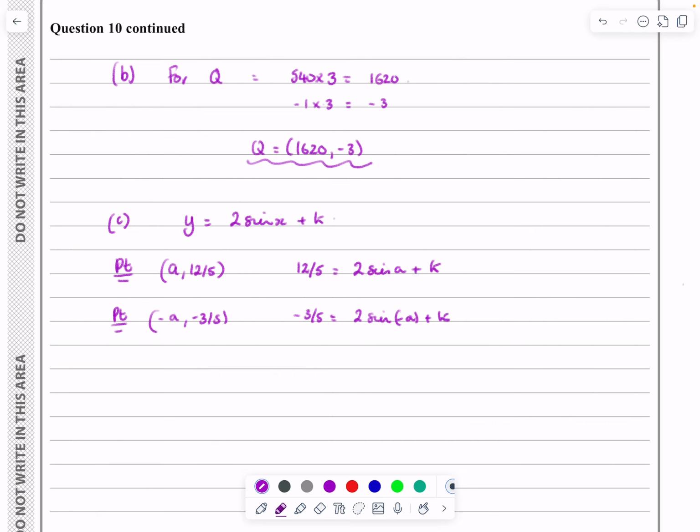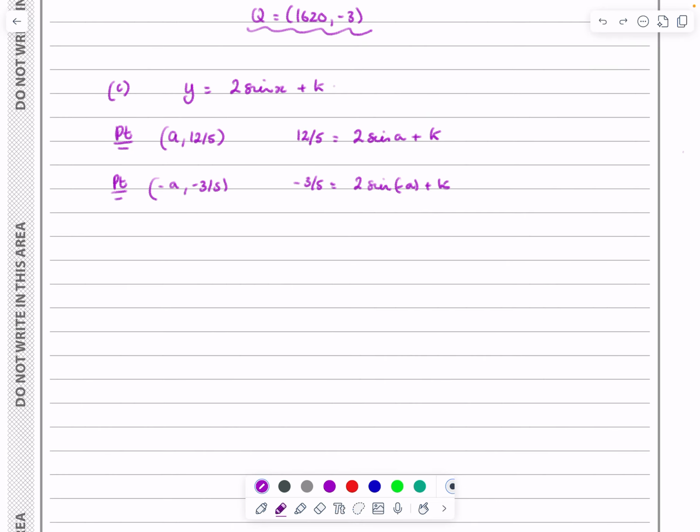And I want to solve these two simultaneously, but in order to do that, I really don't want that minus a in there. So this is also reminding ourselves about one of our facts about trigonometry is that sine of minus a is always equal to the minus sine of a. So what that means here is that that second equation can become minus 3/5 is equal to minus 2 sine a plus k. I'm actually going to call that number 1, and I'm going to call that number 2 here, just because once I've got that, hopefully you understand that part of it, then we can just add the two equations together and the sine a's will cancel.